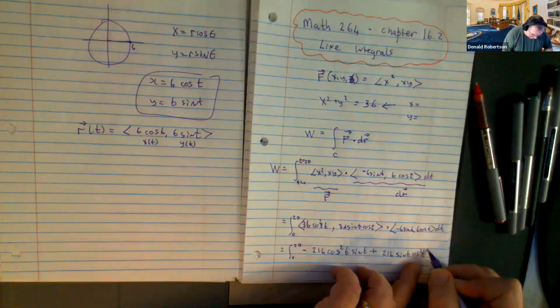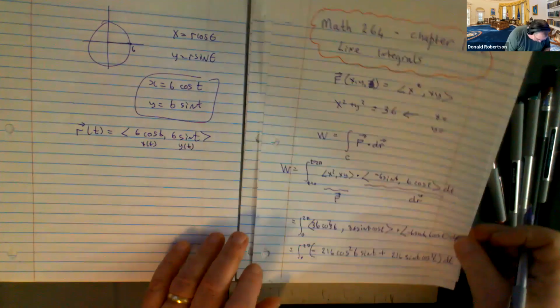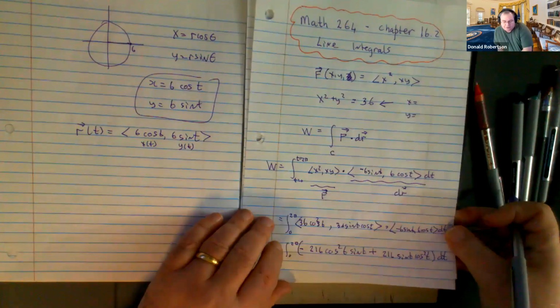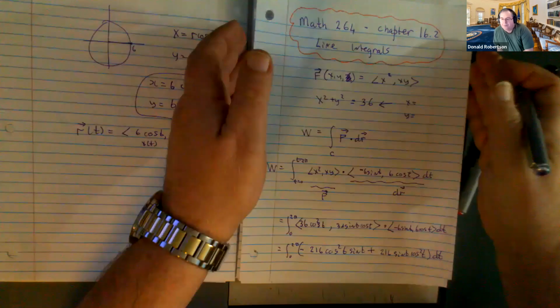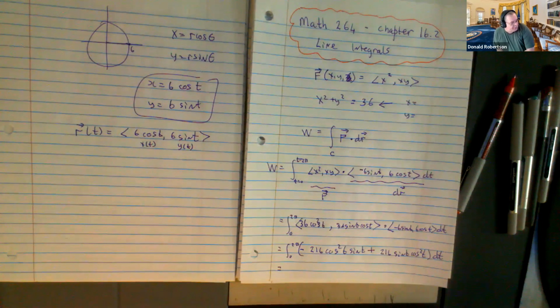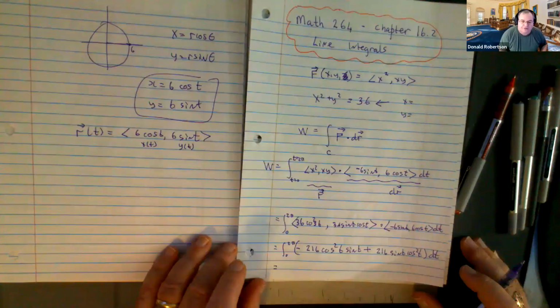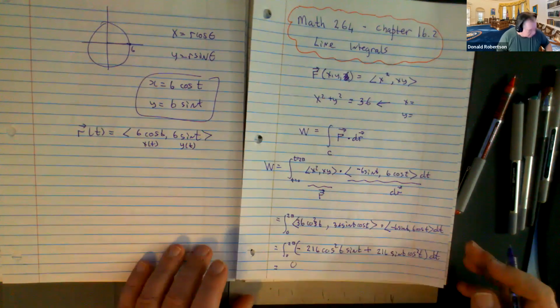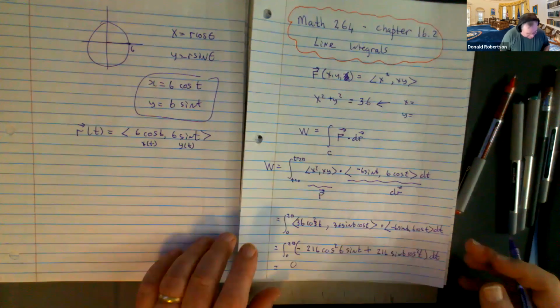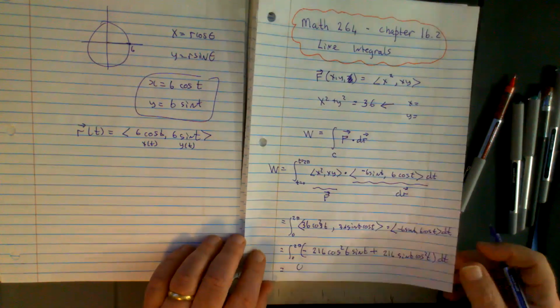And I don't actually need to do any work on this because I know what the answer is. What's the answer to that integral going to be? Don't overthink it. 0. Yeah, because isn't that 0 and the integral of 0 is 0? And we would call this a conservative field.